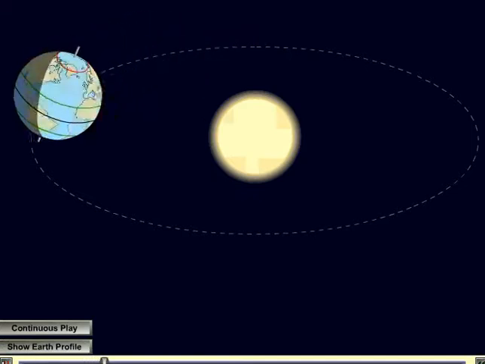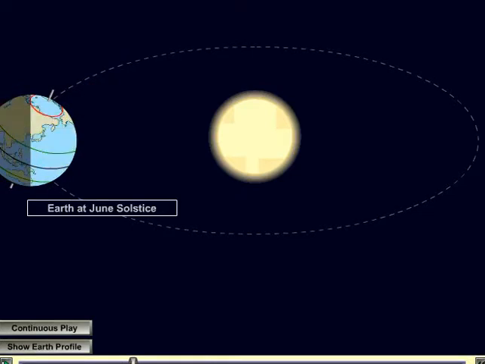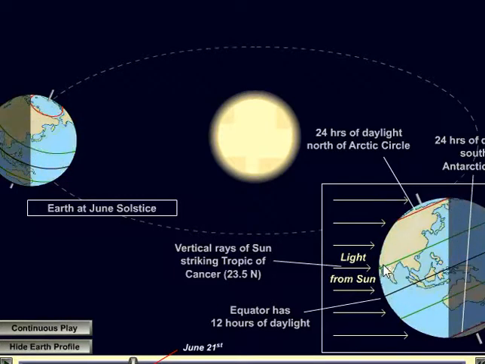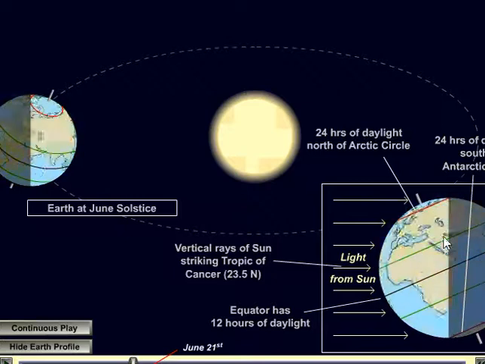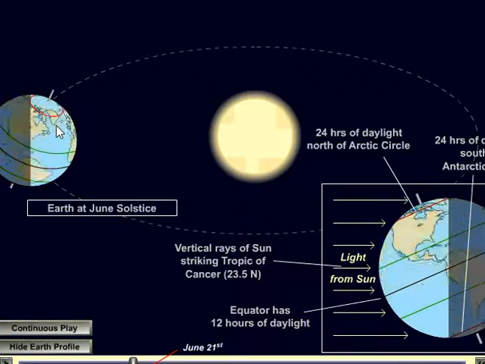So right now we are heading to the first day of summer, summer in the northern hemisphere. Notice in this particular position, the North Pole, the northern hemisphere in fact, is tilted towards the sun. That means the direct rays, because of the Earth's tilt at 23.5 degrees, are directly over the Tropic of Cancer. That's 23.5 degrees north. So we have summer in the northern hemisphere.